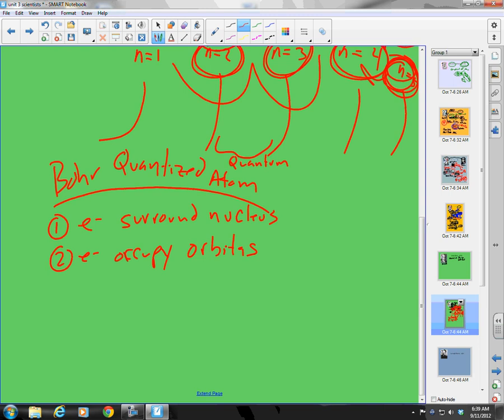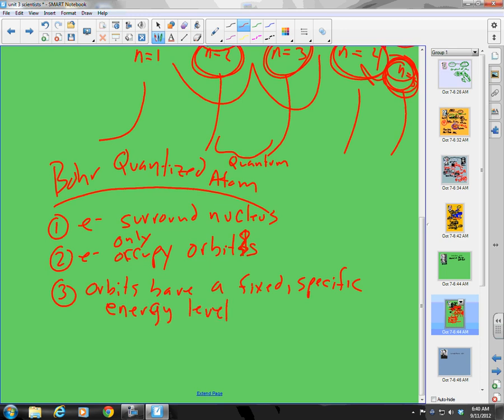Electrons can only occupy certain orbits, he called them orbits at the time. These orbits have a fixed, specific amount of energy, or represent a fixed specific energy. We'll call it energy level. Okay? These orbits have a fixed specific energy level.